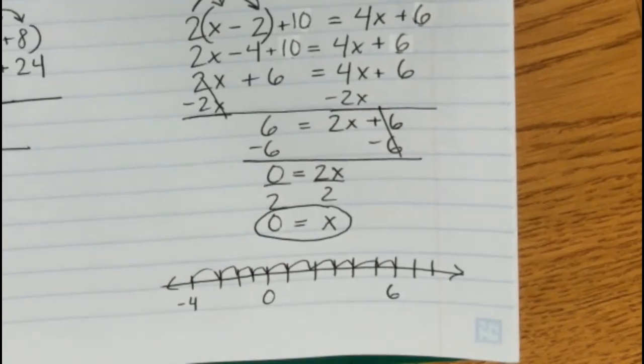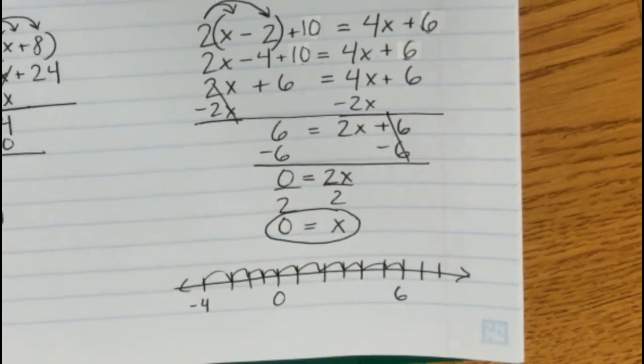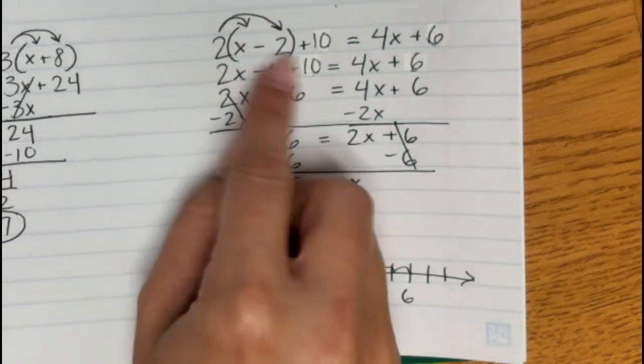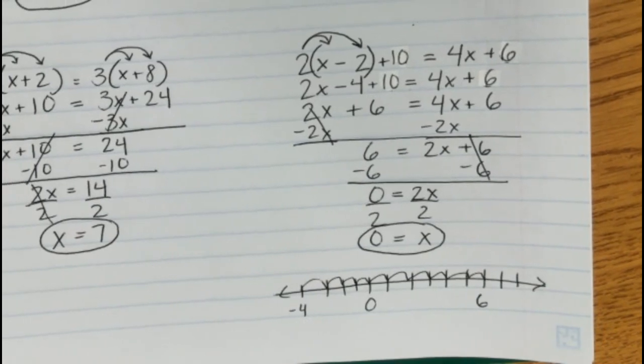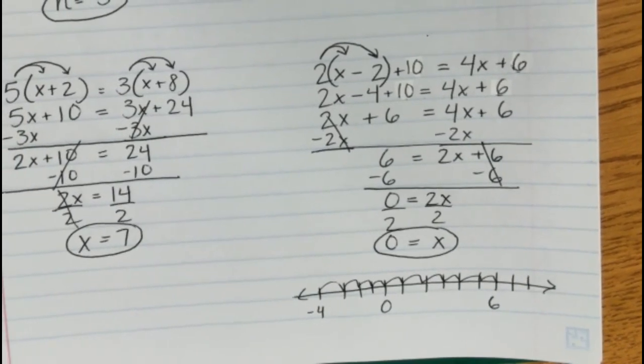Sorry about the confusion and rewriting of that equation, but I just wanted to show you what if you have to distribute and combine like terms. So that's what to do if you see a variable on both sides of the equal sign.